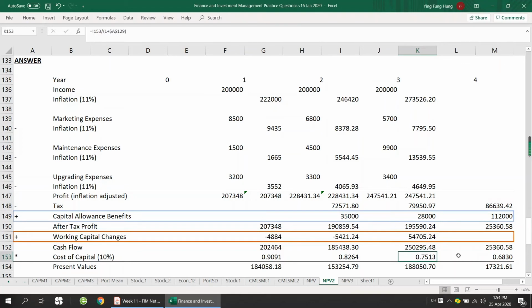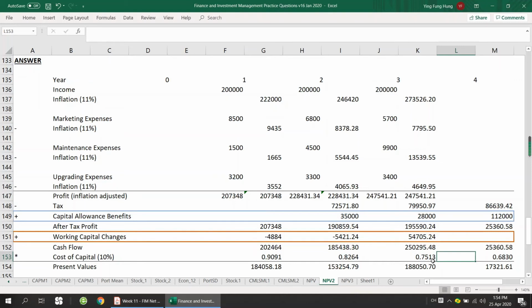Applying similar logic, the money in year 3 is going to be worth even less than the money in year 2. In this case, we take the discount factor for the money in year 2, which is 0.8264, and divide it by 1 plus the 10% from the cell A129, and put that in the equation. This will give us an answer of 0.7513, which is equivalent to 75.13%.